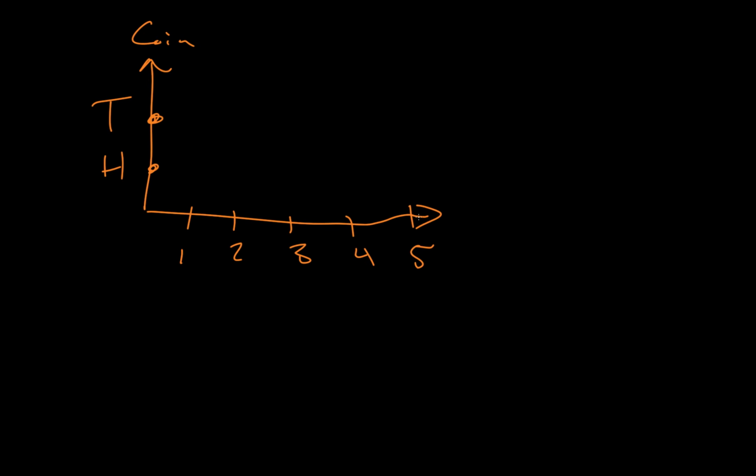So I'm going to say this is the coin. And we have tails here, heads here. Then we have 1, 2, 3, 4, 5, 6. And all of these are possible. Alright, draw our grid.